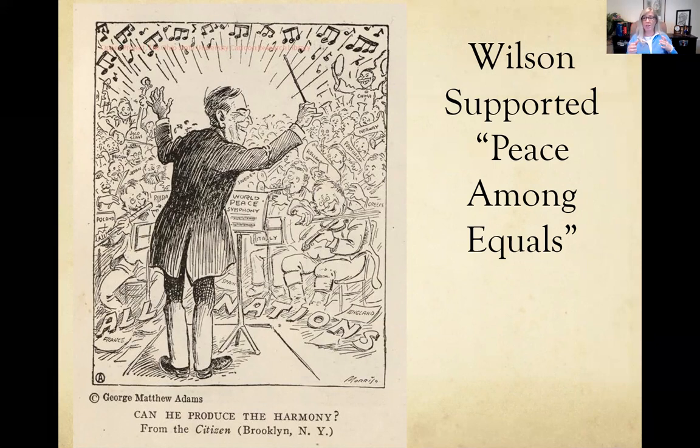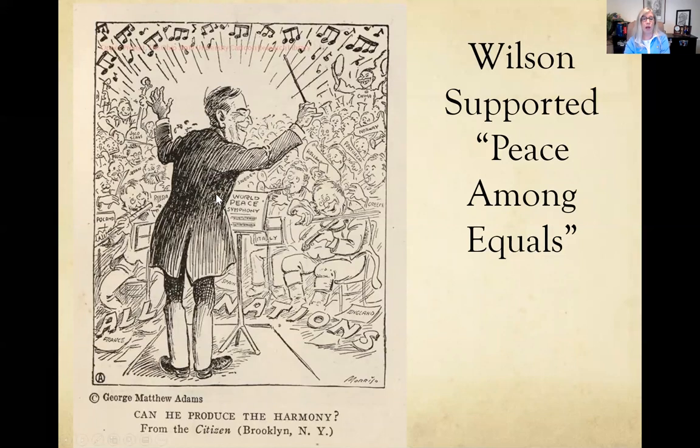So he doesn't want to cast blame on one side or the other, because he says when you're blaming someone for this war and you try to punish them for the war, then they're not going to accept the terms, and you've got underlying tension that could crop up again. Okay, so what he's trying to do, look at this cartoon.